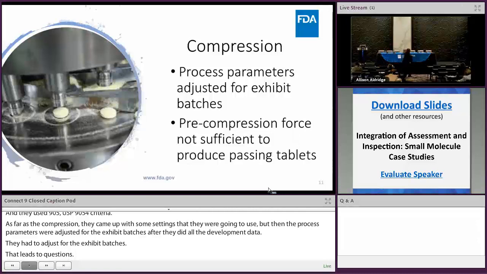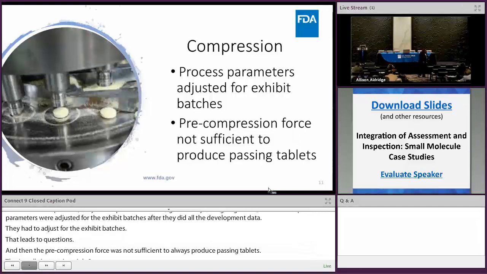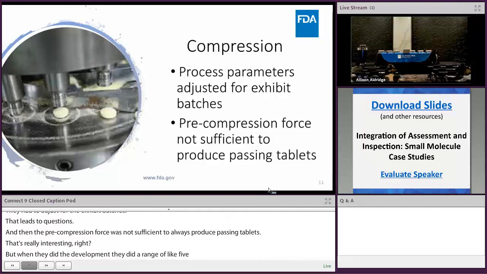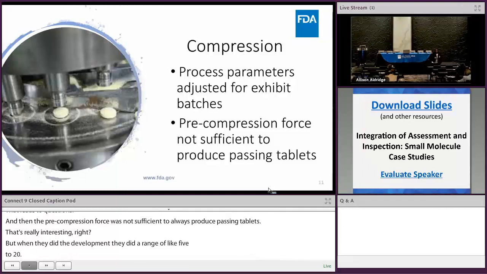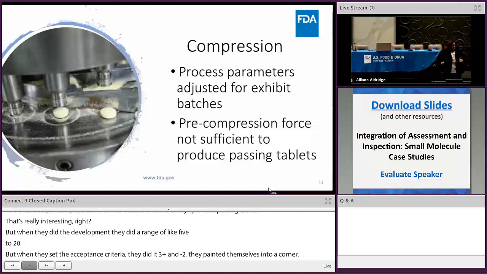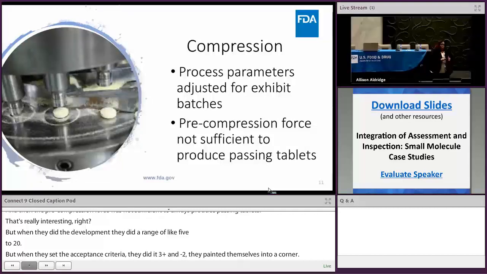So that's really interesting, right? But when they did the development, they did a range of like 5 to 20 kilonewtons, right? But when they set their acceptance criteria, they did it 3 plus or minus 2. They kind of painted themselves into a corner. But since they had all the development data, we knew it wasn't so much an issue with supporting it. It's just that they narrowed it for some reason. And so we recommended that you open it up a little bit. So when you changed your exhibit batch, you were still within your development data, but it's not what you concluded from your development data.